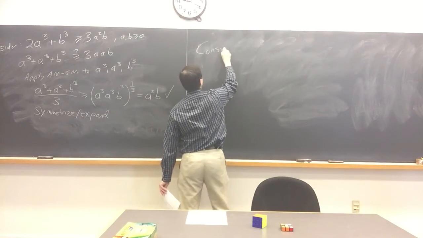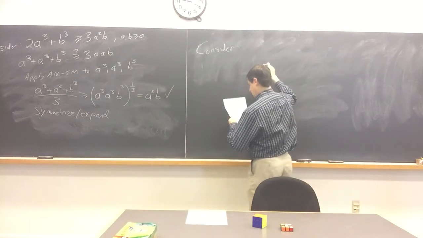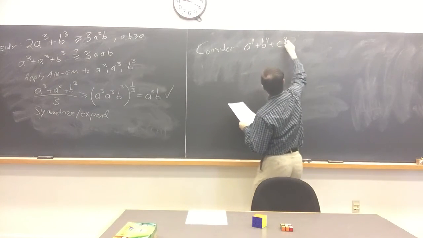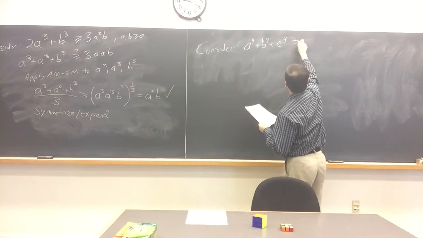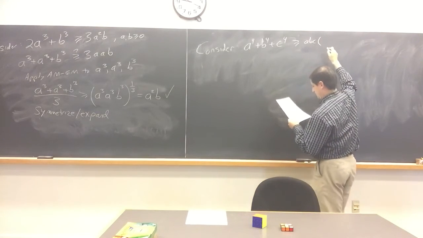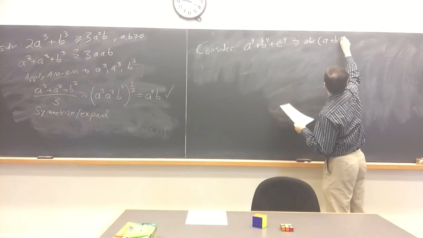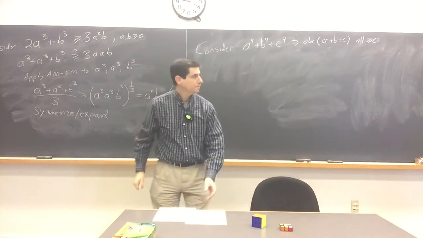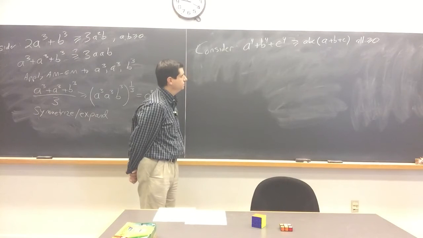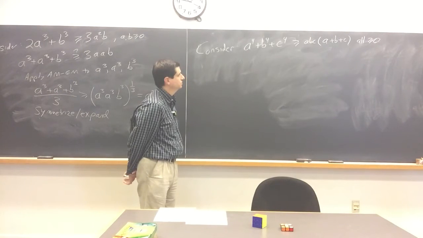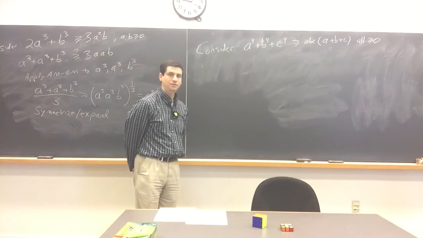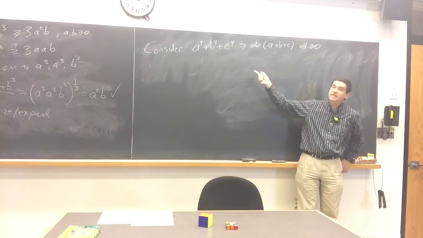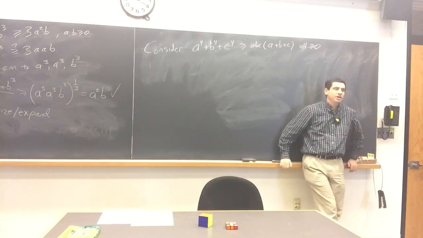So let's consider, this time I want a to the 4th plus b to the 4th plus c to the 4th greater than or equal to abc times a plus b plus c, and I want everything to be greater than or equal to 0. Okay. This looks a little bit worse. Now, one thing that is nice is at least the units seem to be right. If I put a in meters, the left-hand side is meters to the 4th, the right-hand side is meters to the 4th.